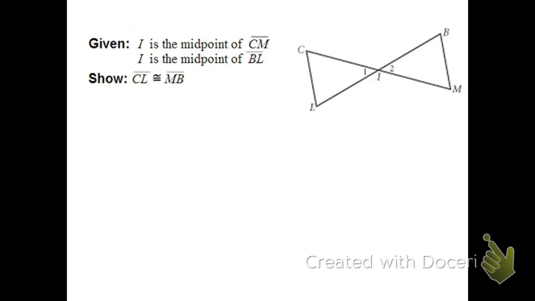So since I is the midpoint of CM, we're going to give CI 1 tick mark and IM 1 tick mark. And since I is the midpoint of BL, we're going to give BI 2 tick marks and IL 2 tick marks. So let's write that in our proof. CI is congruent to IM, and that's just the definition of a midpoint.